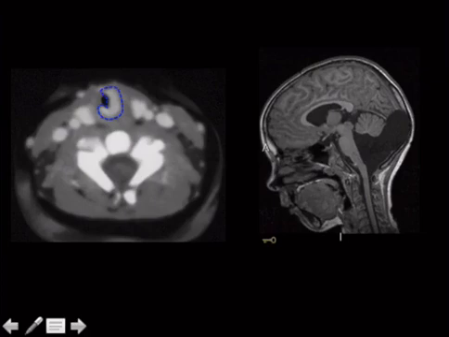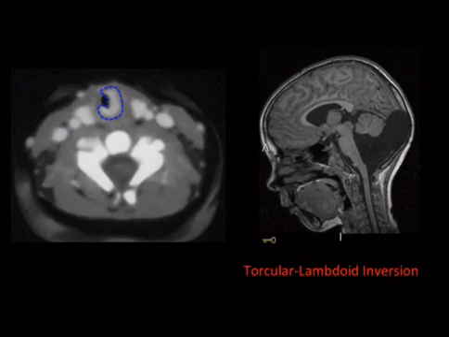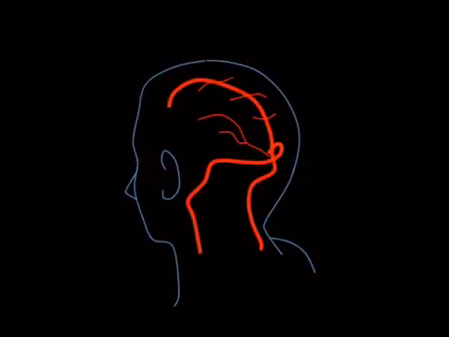For the purpose of gamesmanship, if I say subglottic hemangioma, you're going to associate that with a syndrome, of which this is a part. This is a buzzword, torculo-lambdoid inversion. You may have seen that written someplace before. So, what is a torcula? These are venous structures in the head here, just to orient you.